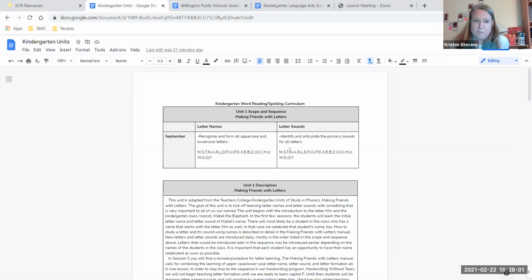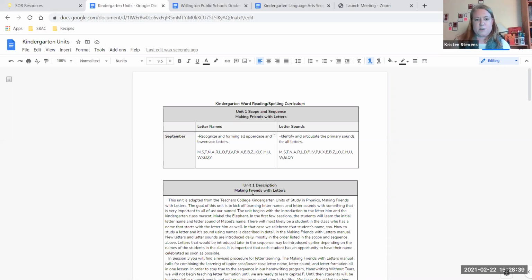So in this unit, they're just learning. I just copied and pasted the piece of the scope and sequence. All they're doing in this unit, in the very first month of kindergarten, is recognizing and forming. Sorry, I already saw a typo. Forming all uppercase and lowercase letters, and also identifying and articulating the primary sounds for all of these letters. And this is the approximate order that they should be taught, and that's the recommended order from Teachers College. And I also looked through other different recommended sequences, and they're all pretty much the same.